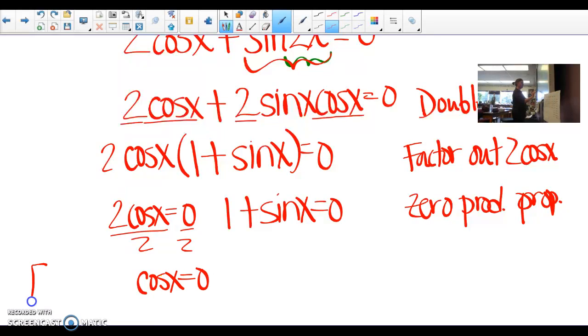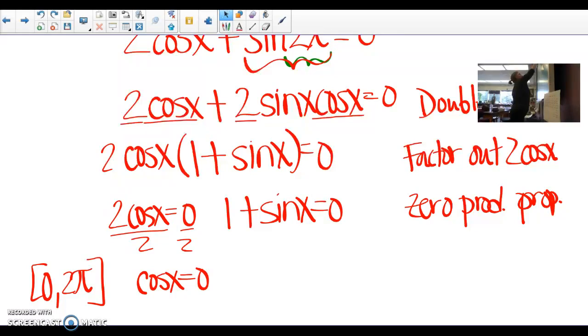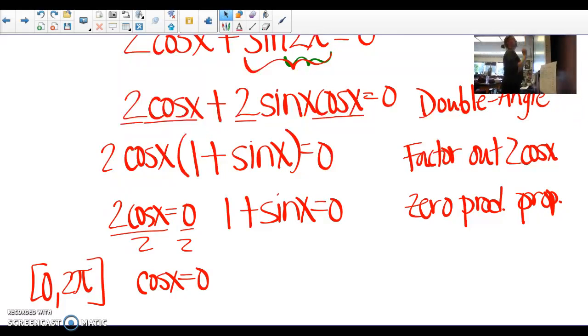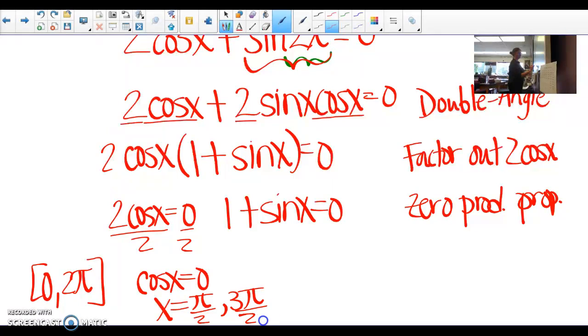And in the interval from 0 to 2 pi, where is the cosine of x equal to 0? Hopefully you got that down. So cosine of x equals 0 when x is, pause the video and write it down, and then check back. Cosine of x is equal to 0 at pi over 2 and 3 pi over 2 in the interval from 0 to 2 pi.